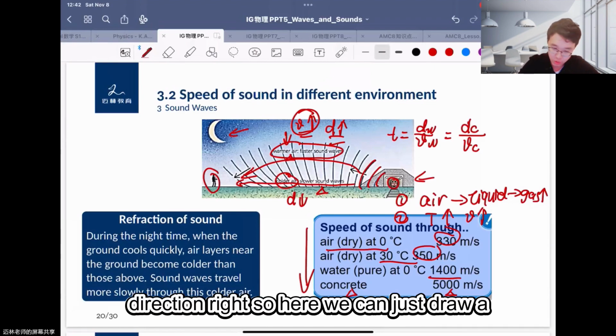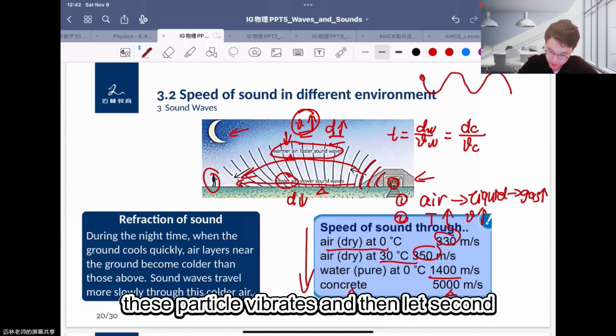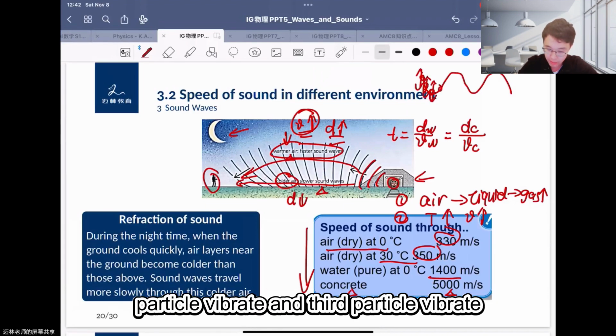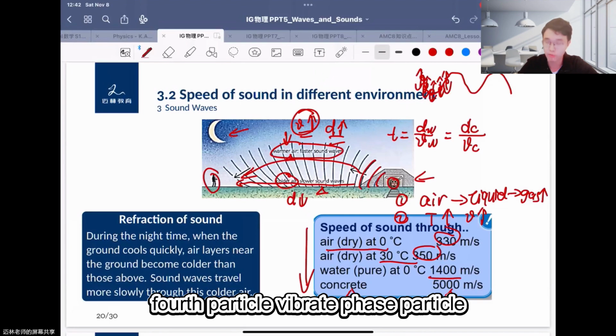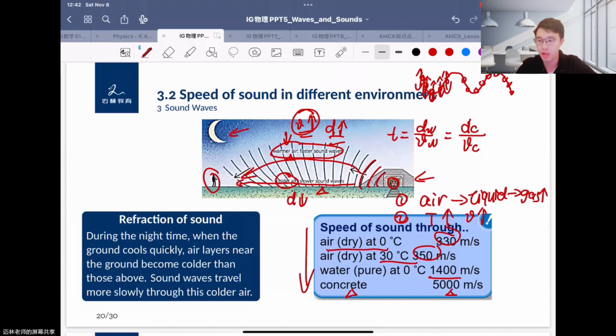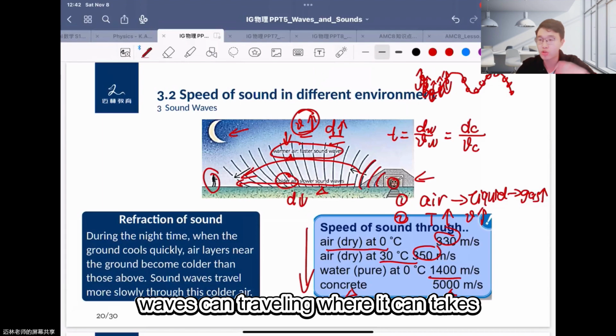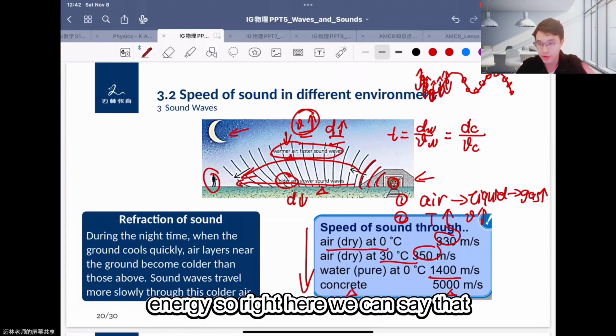So here we can draw a graph for the wave. This particle vibrates and then lets the second particle vibrate, and the third particle, fourth particle, fifth particle vibrate, right? And it can make all the particles on the wave vibrate, okay? And that's why some waves can transfer energy. So for this, we can say that sound waves can travel because they can carry energy.